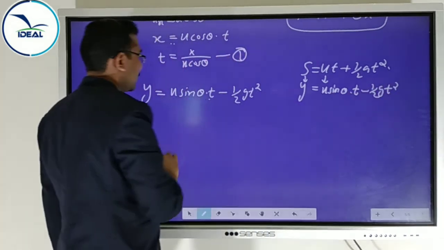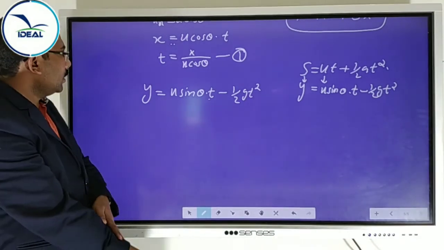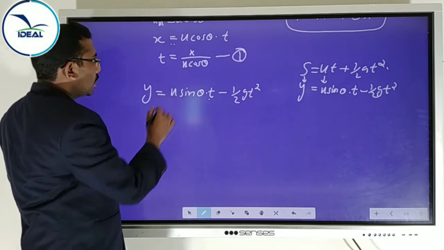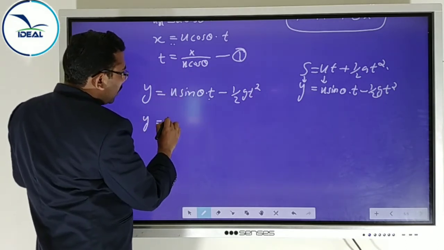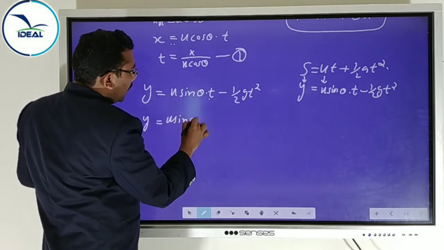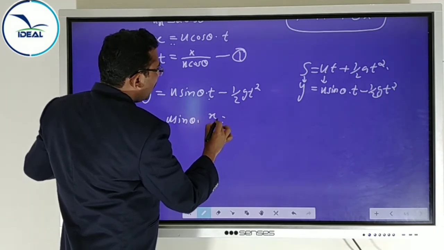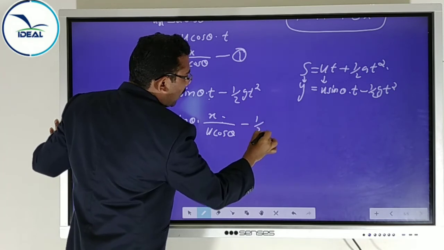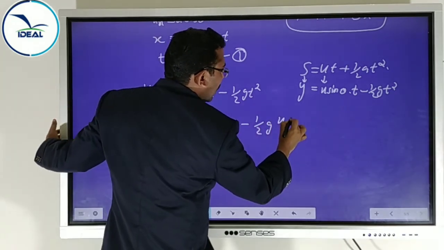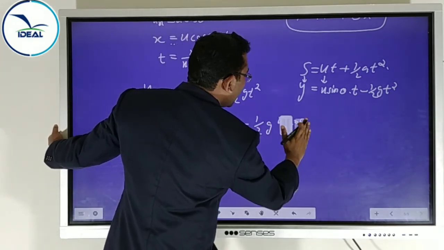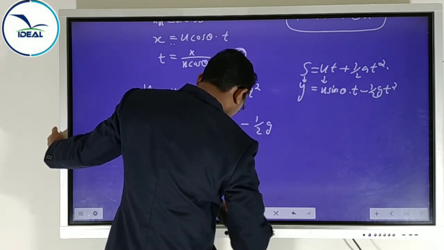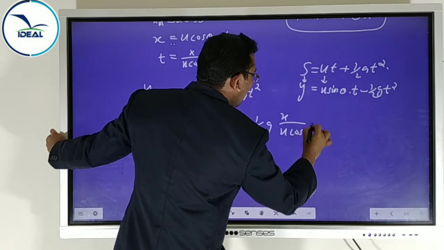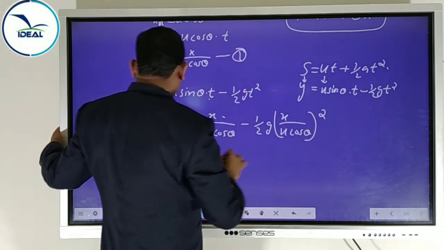That is this equation. Now put the value of t in this equation, x by u cos theta. We got y is equal to u sin theta into x by u cos theta minus half g into x by u cos theta all square.